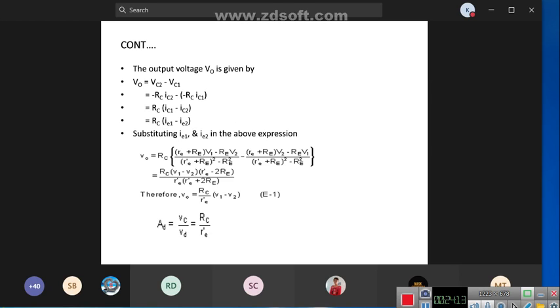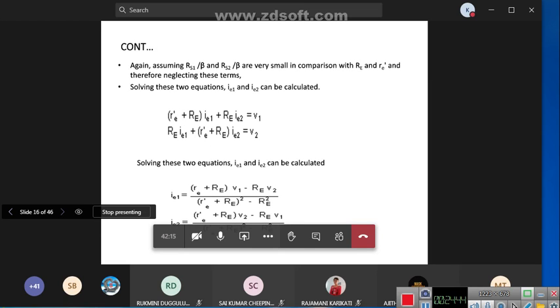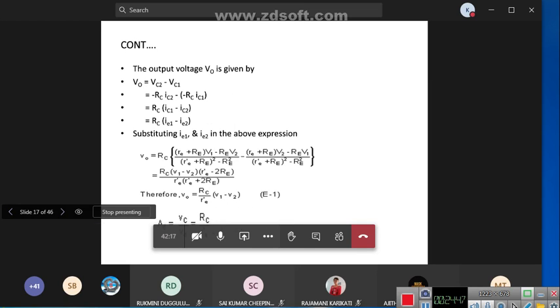So substitute. So Vc2 is Rc into Ic2 and Vc1 is Rc into Ic1. So take common Rc. Then we will get Rc into Ic1 minus Ic2. In the similar way, we can write IE1 in place of Ic1 and IE2 in place of Ic2. So substituting IE1 and IE2 in the above equation. So here we are having IE1 IE2 equations, right? So substitute these IE1 and IE2 equations in this equation Rc into IE1 minus IE2.